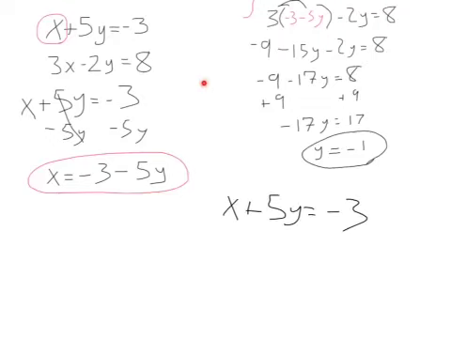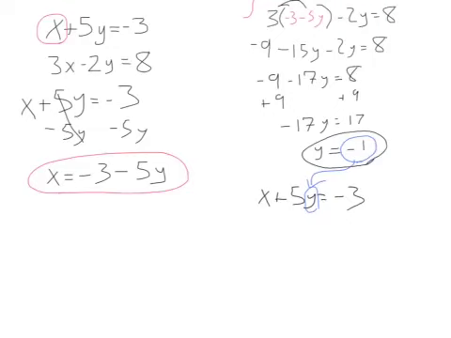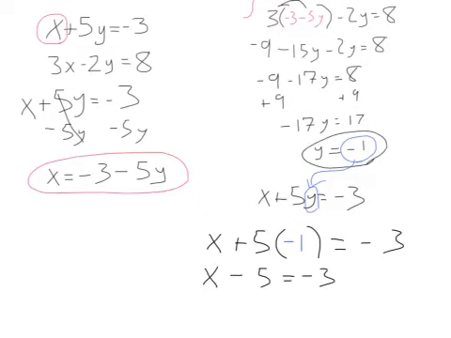All I'm doing is rewriting this original equation back here again, because now that I know what y equals, negative 1, I can plug in this negative 1 for my y in my original equation, and then I can solve for x. So let's go ahead and do that. We'll get x plus 5 times, instead of y, we're going to put negative 1, equals negative 3. This will give us x minus 5 equals negative 3.